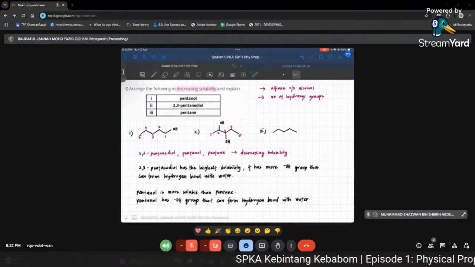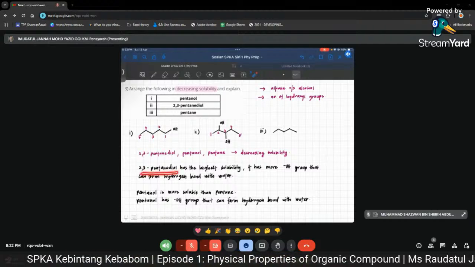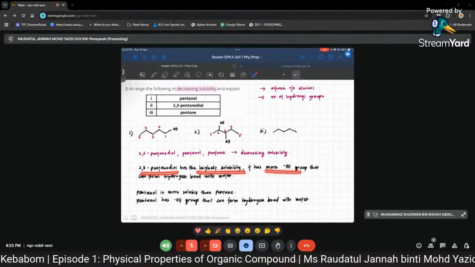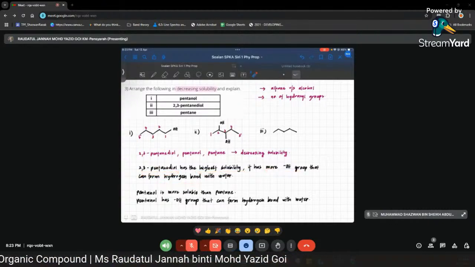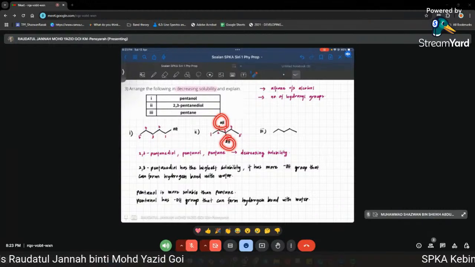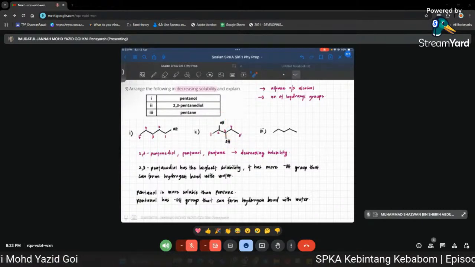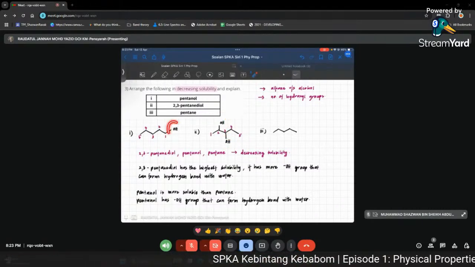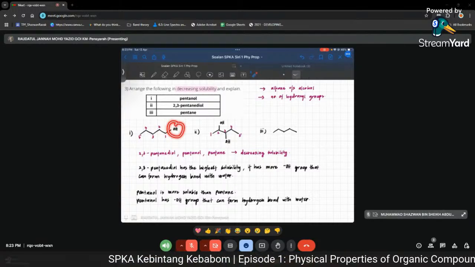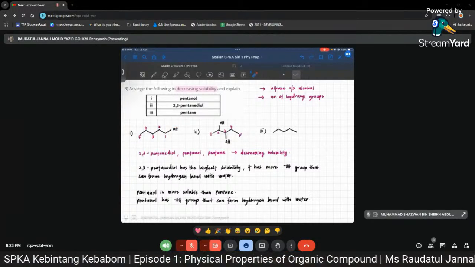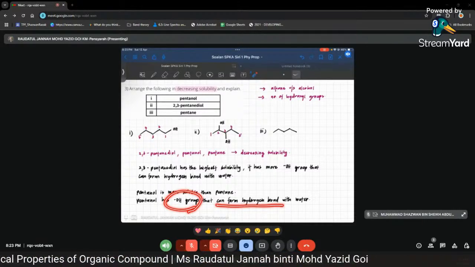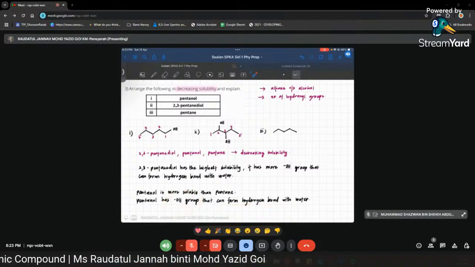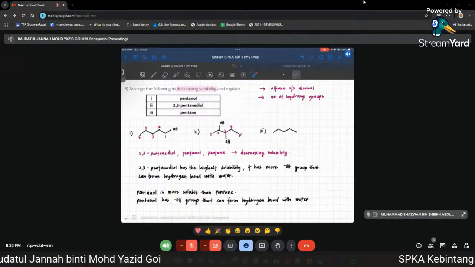That's how it works. Okay, so by this, as we agree earlier, 2,3-pentanediol has the highest solubility sebab it has more hydroxyl group that can form hydrogen bond with water. Dia ada dua hydroxyl group. So by that, dia boleh form dua hydrogen bond per molecule. Okay, tapi untuk pentanol, pentanol can only form one hydrogen bond per molecule. But then again, pentanol is more soluble than pentane sebab pentanol has hydroxyl group that can form hydrogen bond with water. Okay, so this is how we arrange our answer.